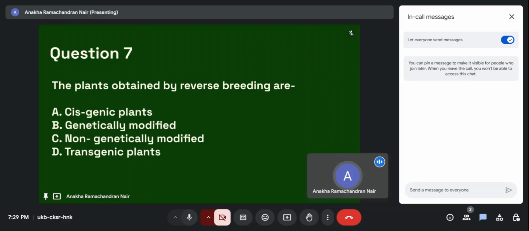So the correct answer for this, let's see what the correct answer is. The plants obtained by reverse breeding are non-genetically modified plants, right? When you do chromosome doubling to induce reverse breeding, it results in plants that are genetically identical to the parental line, right? But you have used RNAi silencing to exclusively target any meiotic crossover. So the RNAi silencing will stop crossing over from taking place. So no crossing over will take place, right?